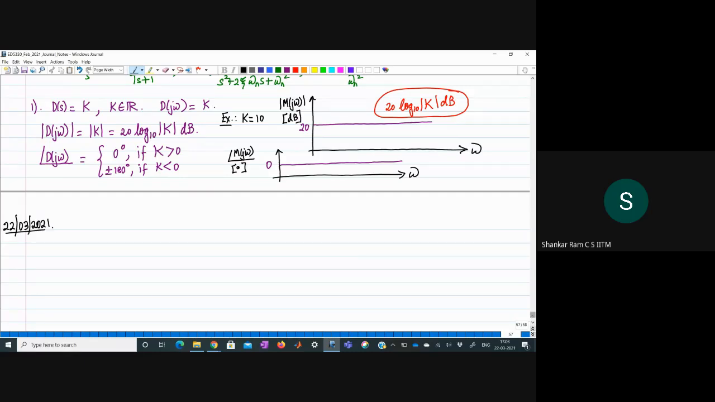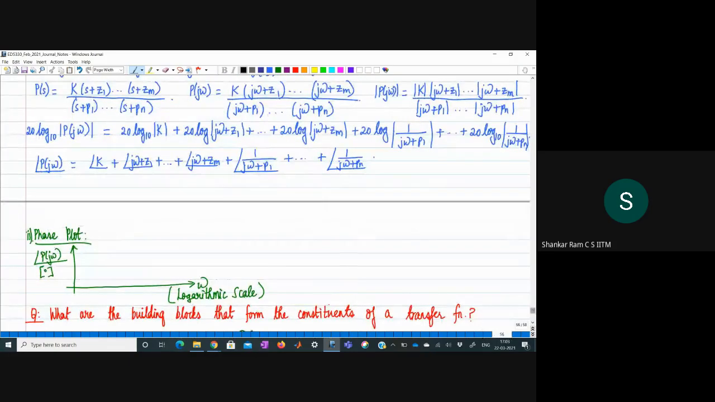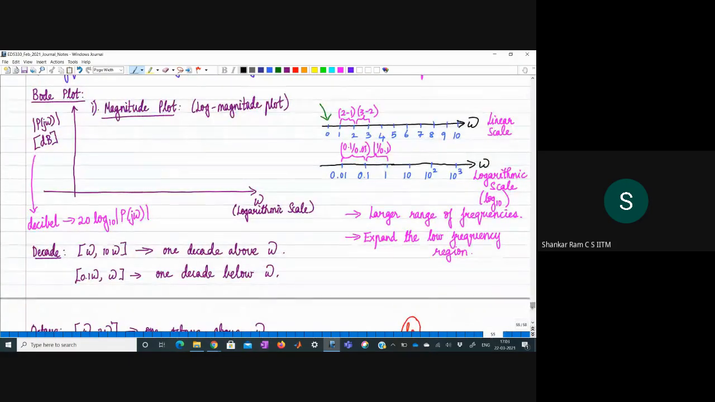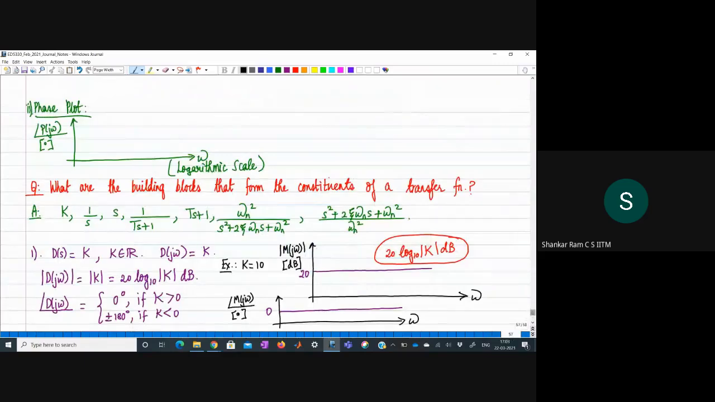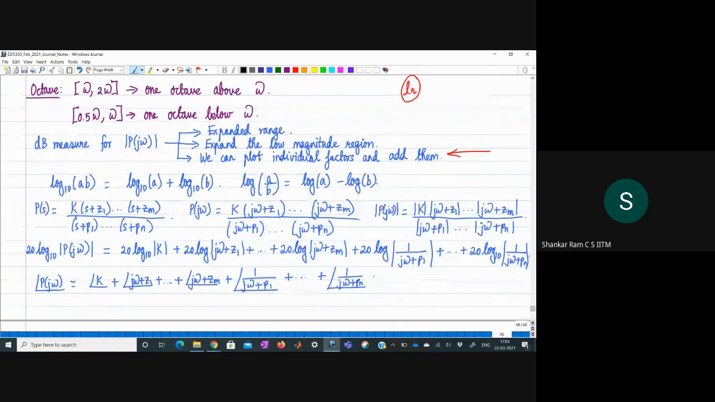So if you recall, in the previous class we were looking at the Bode plot, and we recall that the Bode plot has two subplots. One is the magnitude plot, also called the log magnitude plot, wherein we plot the magnitude in decibel measure against frequency. The frequency is plotted on a logarithmic scale, and the reason for using a decibel measure for magnitude is that we can break down the magnitude of a product of multiple terms into a sum. So that's an advantage we have.